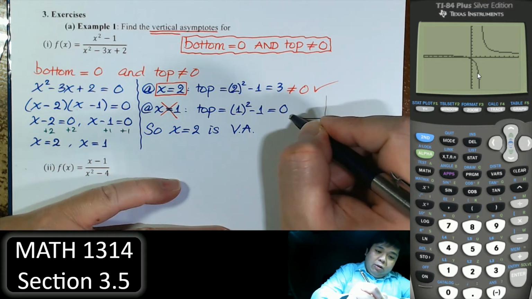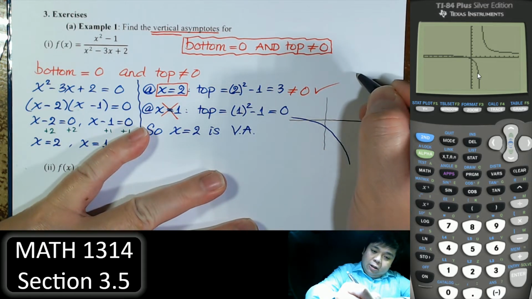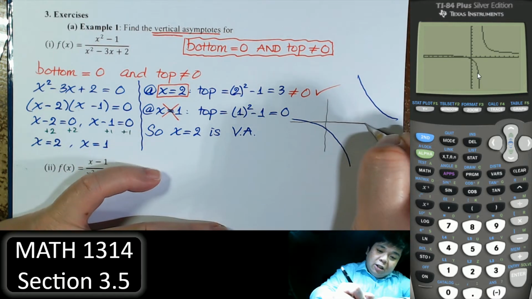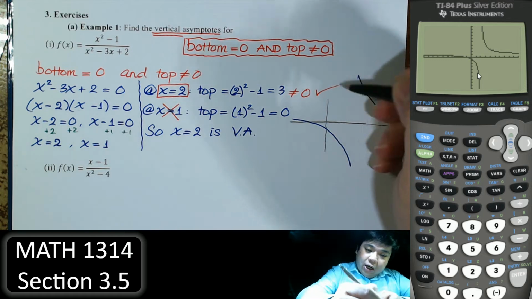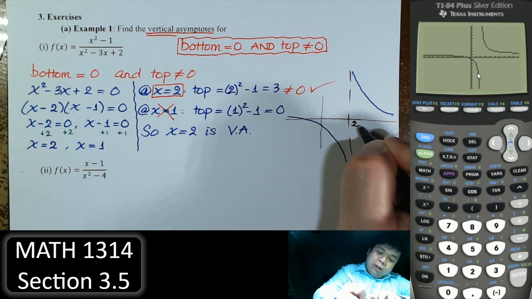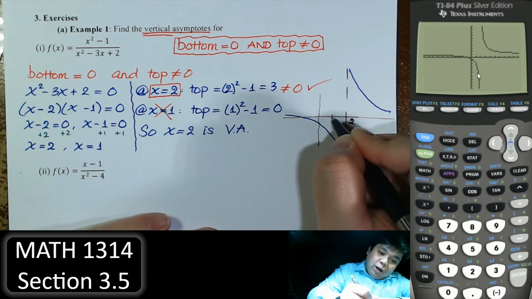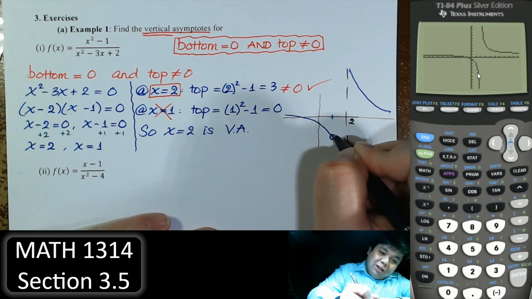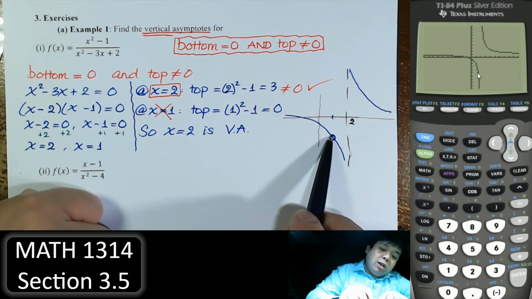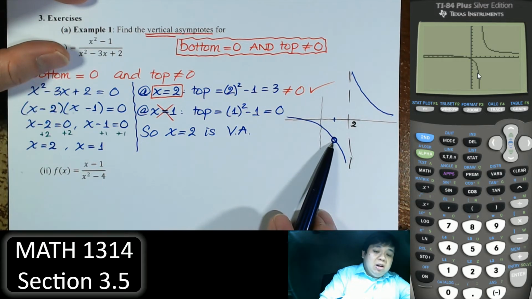So we have the graph kind of like this. Just a sketch, it's not very good. So we have the vertical asymptote at x equal to 2. But when x equal to 1, there's a hole in the graph. The calculator does not show it, but we see that there's a hole because the function is undefined, but it's not a vertical asymptote.